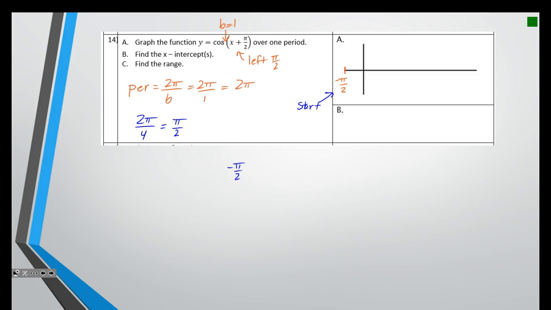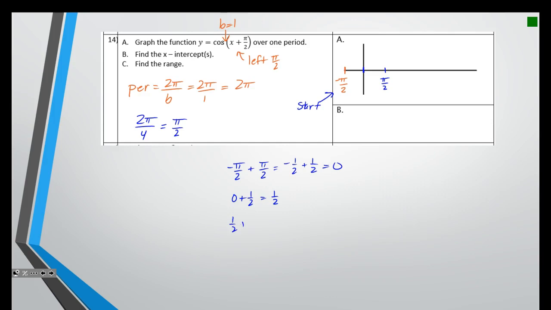If I take negative pi over 2 and I add pi over 2, this is really like saying negative 1/2 plus 1/2. That gives me 0. So that tells me my second tick mark is here right at 0. Now if I take 0 and I add 1/2, I get 1/2. So that tells me that this tick mark is going to be at positive pi over 2.